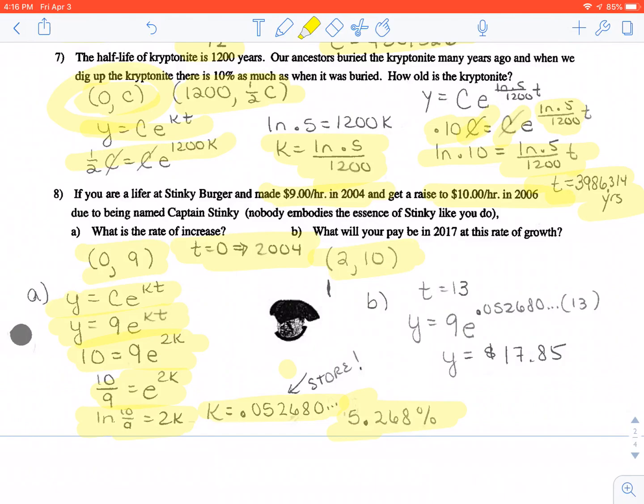Now I'm storing it because there's a part B. What will your pay be in 2017 at the same rate of growth? So if 2004 was 0, 2017 is 13 years later. So t will be 13. So I'm going to do y equals 9, because we found that was the C value, e to the stored value of k times 13, and we'll get the amount.